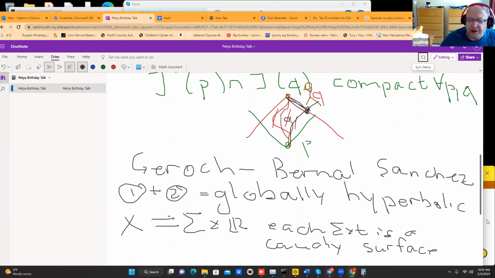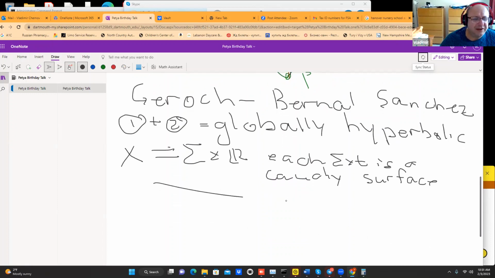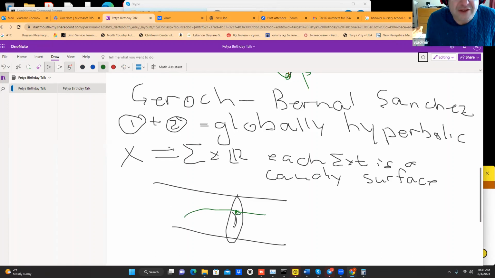So what is the definition of a Cauchy surface? You have this cylinder, sigma cross R, and the Cauchy surface is a submanifold such that each causal trajectory, so trajectory of movement with the speed less or equal than the speed of light, intersects it at exactly one point. So what makes it a Cauchy surface is that every physically possible trajectory intersects this Cauchy surface at exactly one point.